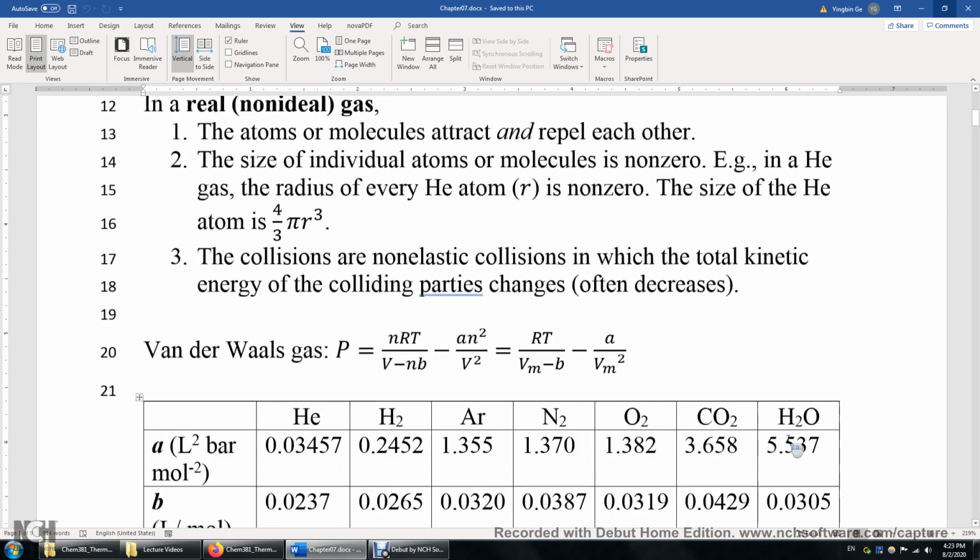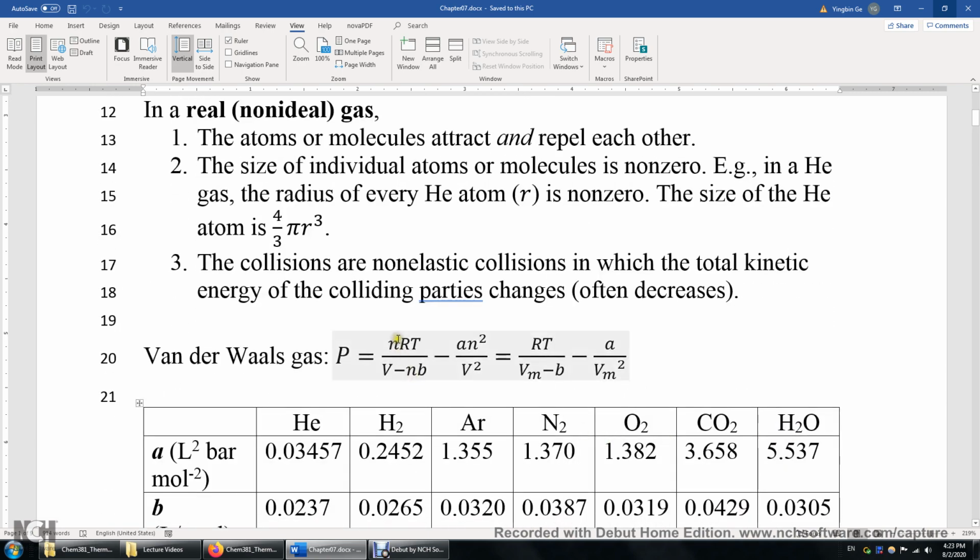Now let's look at this Van der Waals gas equation. Pressure is nRT over V minus nb, minus a n squared over V squared. This part is the attraction part. A is the parameter that accounts for attraction. B is the parameter that accounts for the finite size of the atoms or molecules. B also represents the repulsion between the gas atoms or molecules. With a larger A, we have a lower pressure. With a larger B, we have a higher pressure.